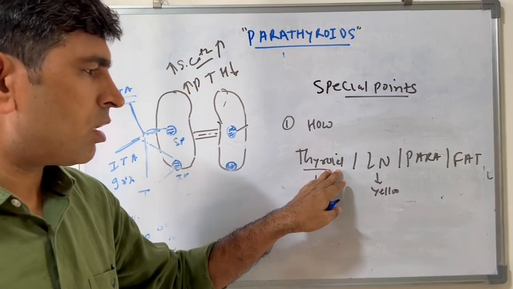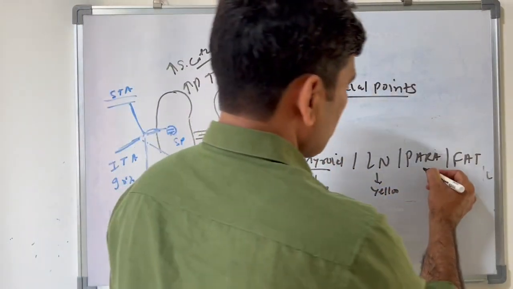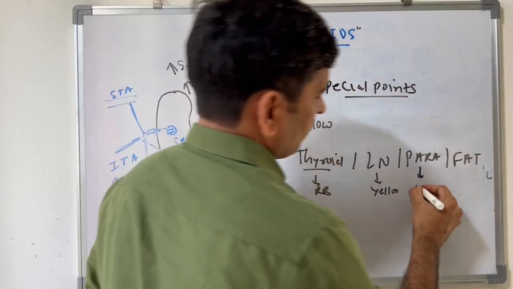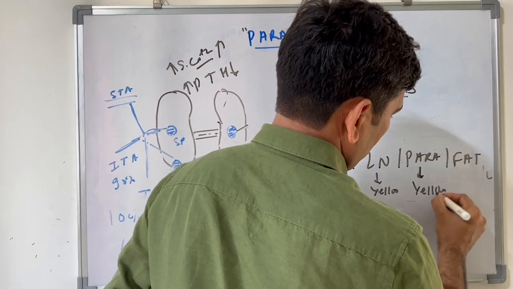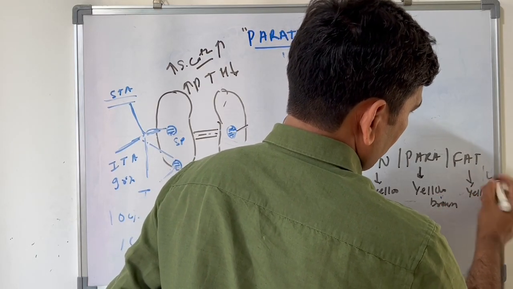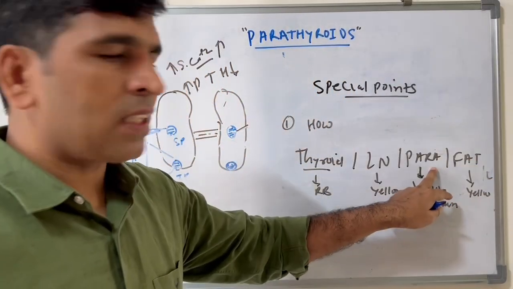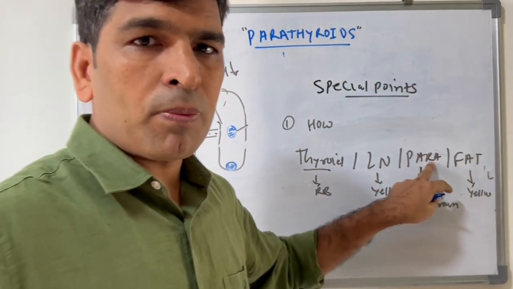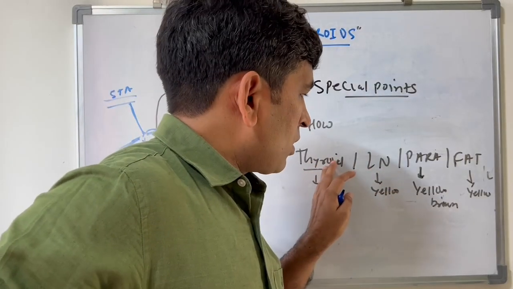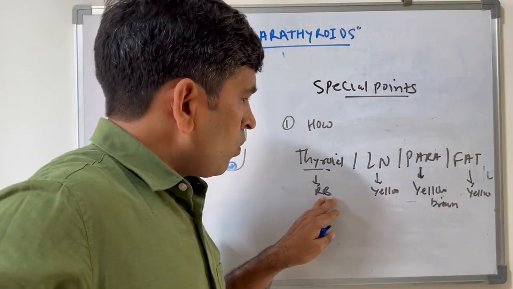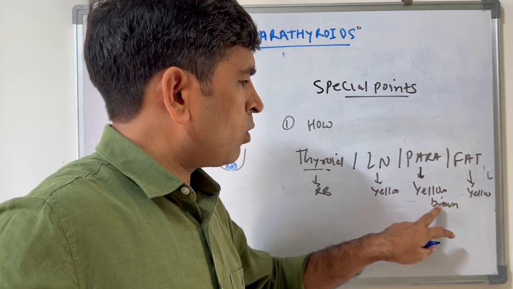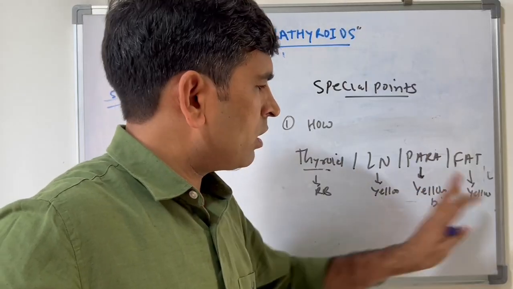The size of the thyroid is quite big. The parathyroid color is yellow brown, while fat color is yellow. Fat is soft in consistency, while the parathyroid is between soft and firm. The thyroid is firm and the lymph node is also firm. The color of thyroid is reddish brown, lymph node yellow white, parathyroid yellow brown, and fat is absolutely yellow in color.